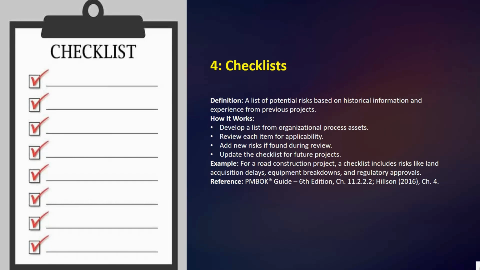So first you will review a checklist of known risks, which serves as a prompt for your current project. As you go through the list, you assess which risks are applicable, and you also have the opportunity to add any new risks you identify. This helps to ensure that you do not miss recurring issues. Next we have here the example for a road construction project. Our checklist includes risks like land acquisition delays, equipment breakdown, and regulatory approvals, etc.